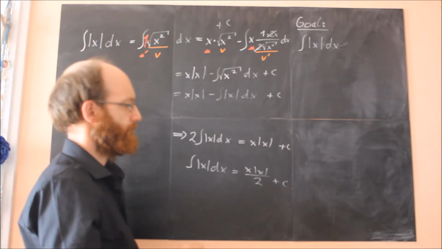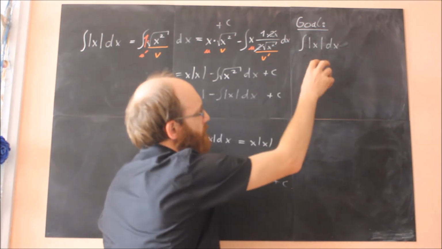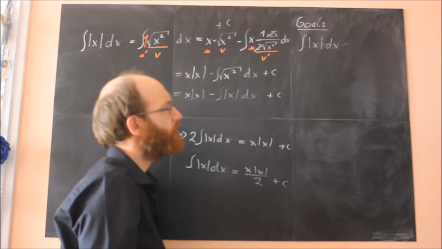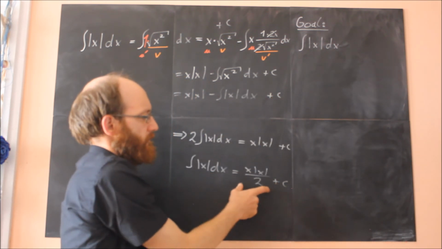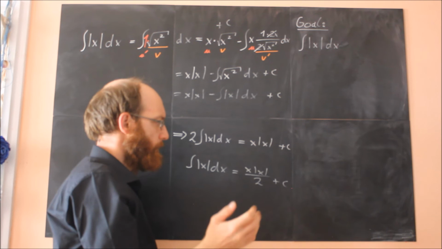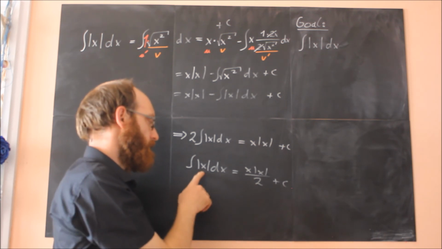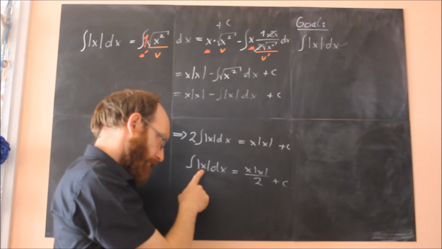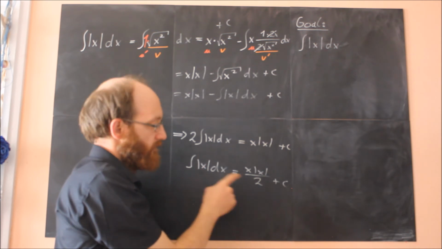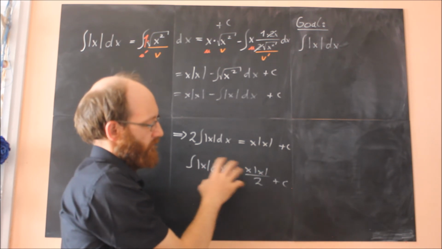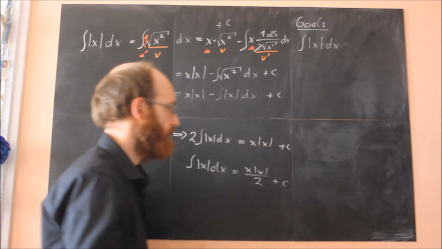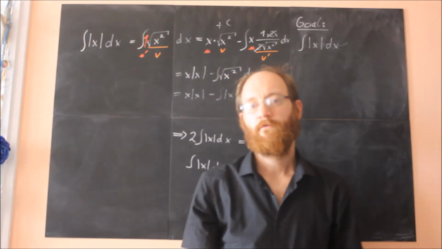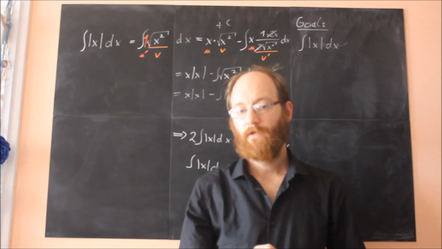And if you consider the piecewise solution, you can combine them into this part. And we see also that the integrand is linear and the solution is quadratic, so everything seems fine. So this was the integral of the absolute value of x.